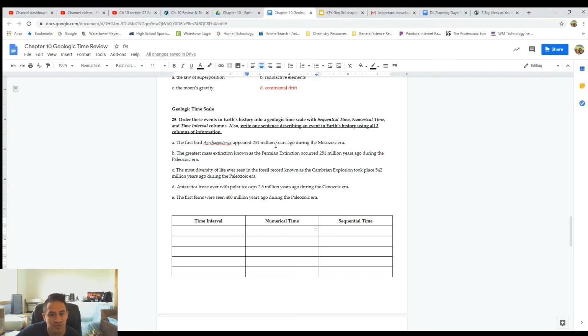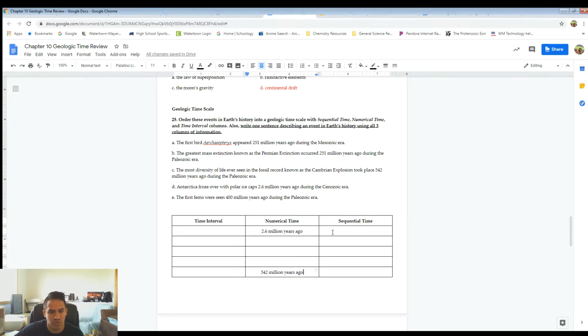So first bird appeared 251 million years ago. Greatest extinction occurred 251 million years ago. Most diversity of life ever seen, Cambrian explosion, 542 million years ago. Antarctica froze 2.6 million years ago. First ferns were 400 million years ago. All right, so the youngest one here is 2.6 million years ago. Okay, that's the youngest, and that's letter D. The oldest is this one, letter C, 542 million years ago. We're going to put those in first in that order because we know that's youngest, oldest.